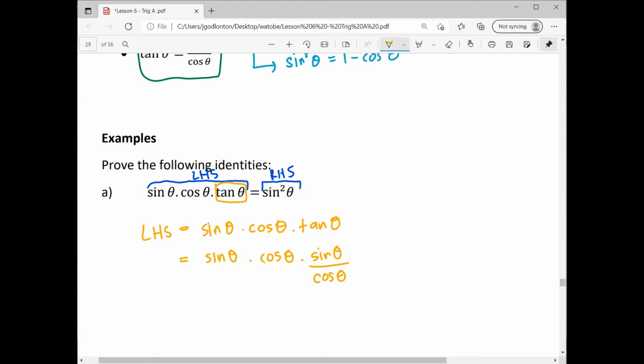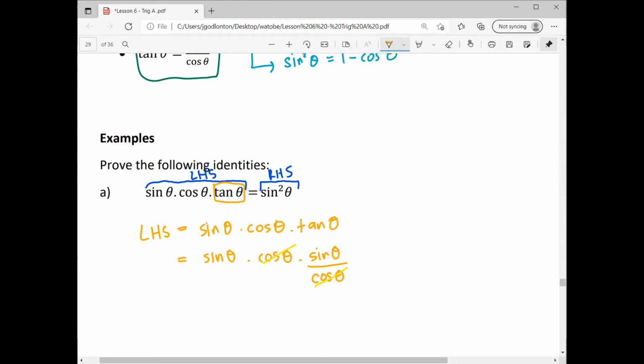And now I can see that this cos and that cos cancel. And so what I'm left with is sine theta times sine theta, which is sine squared theta. And that is the same as my right-hand side. So our last step, we would say that is equal to our right-hand side. So that's the format. That's how these questions should look.